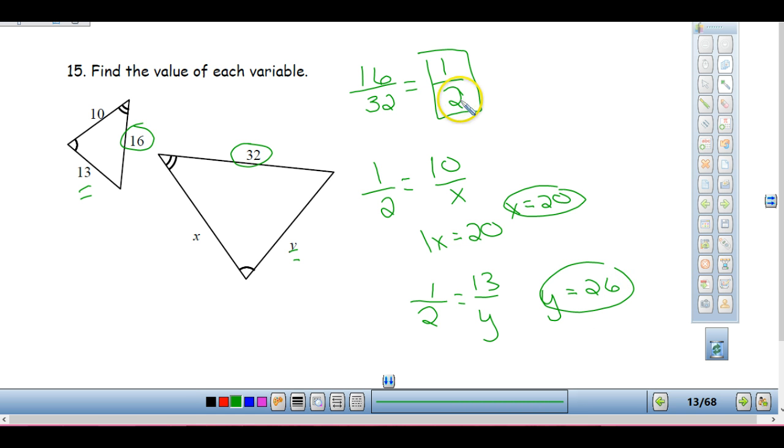Okay, could have done the same thing without putting it in lowest terms. You could have gone 16 over 32, and when you cross multiplied and solved it, you should have come out with the same answers.